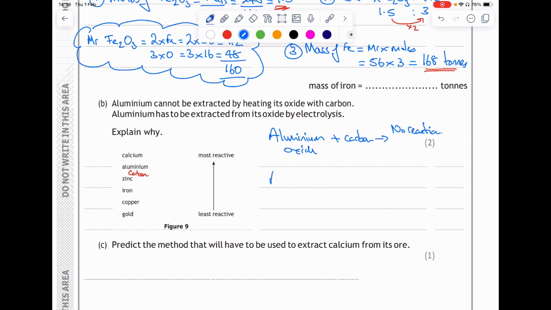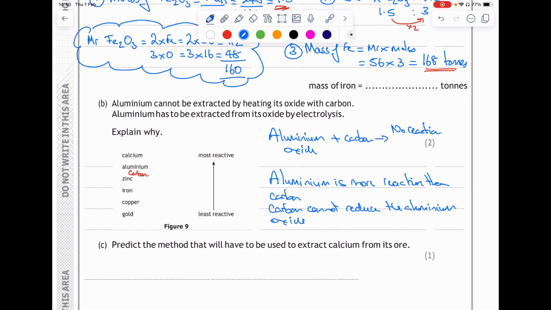So we have to give a reason for this. So we can say that aluminium is more reactive than carbon. So we're telling them that we know that information. This means that carbon cannot reduce the aluminium oxide. So it cannot take away the oxygen from the aluminium oxide. Happy with that one?